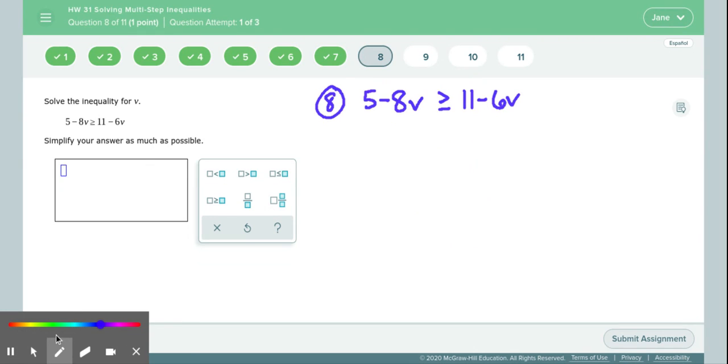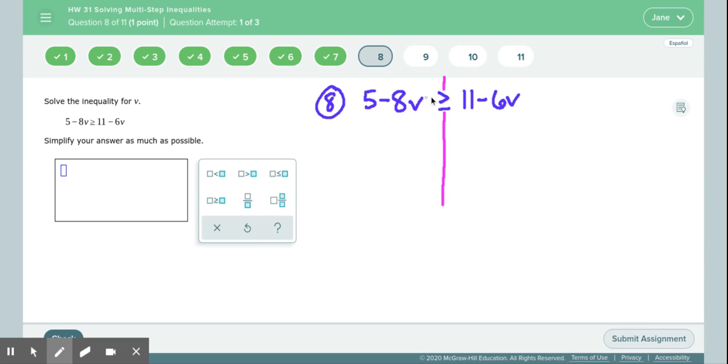The next question is also an inequality for you to solve. Only difference is that when you read this one, 5 minus 8v is greater than or equal to 11 minus 6v. When you separate your left side from the right-hand side, you're going to notice that your variable is in two spots. It's on the left side and it's also on the right-hand side. So first thing that you'll need to do is to get those on the same side. It doesn't matter which one you choose. Usually I go with the smaller one. So negative 8 is smaller than negative 6.